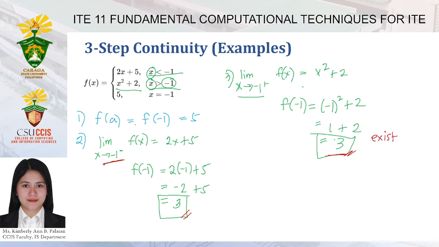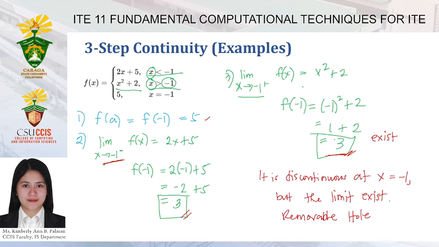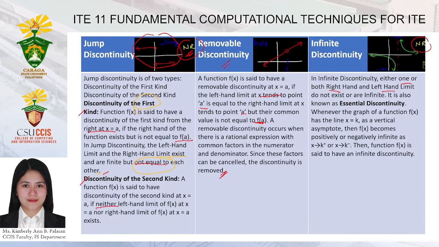We have a problem since atong f of a, di man sila equal sa each other, di ba? So, di ba dapat ang kaning tulo kay equal sila for us to consider that it is continuous. So, our conclusion here, it is a removable discontinuity because si left and si right tends to point at A but their common value is not equal to f of A.